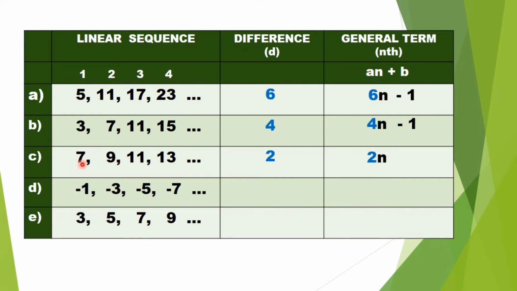First term here is 7. So add 5. Because if n is 1, 2 times 1 is 2. Plus 5 is 7.